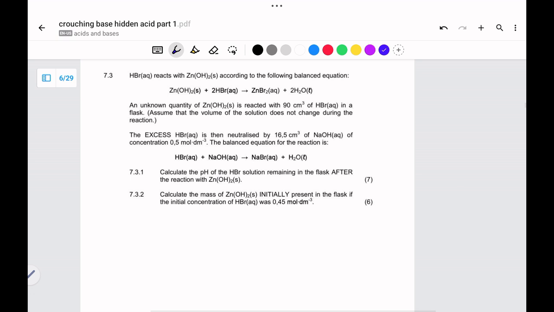And then the excess hydrobromic acid is neutralized by 16.5 cubic centimeters of sodium hydroxide of concentration 0.5 moles per cubic decimeter. The balanced equation for the reaction is given. Okay, let's stop there. As I mentioned in the prequel, sometimes you're given some solution and it has some initial state, but then it changes its state because you perform a reaction like we have here.